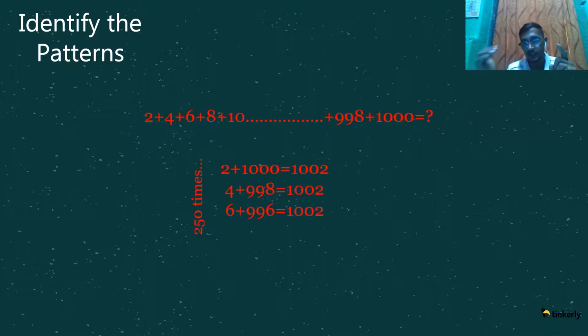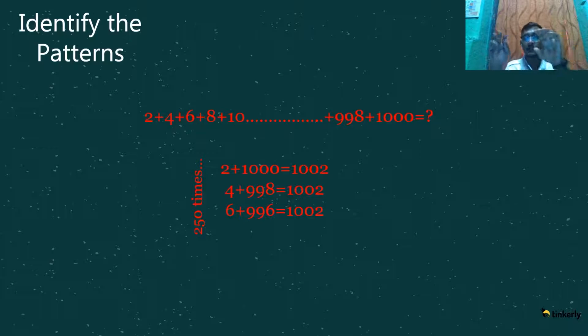1002. So you can see, if you add the first and last, second and second last, third and third last, fourth and fourth last, you get the same value, 1002. So this is a pattern: 2 plus 1000, 4 plus 998, 6 plus 996. If you add them, you get 1002. So this is a pattern. So where will it complete? In the center. In the center, which values? 500 and 502.